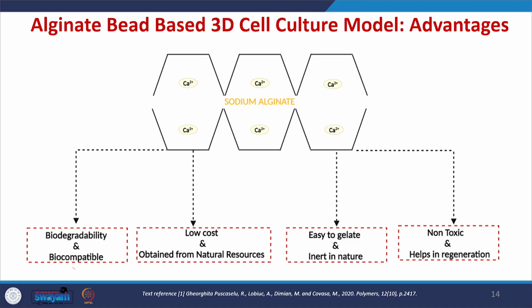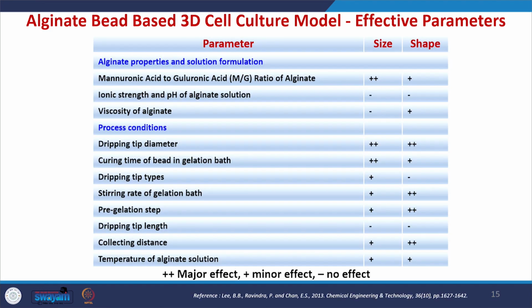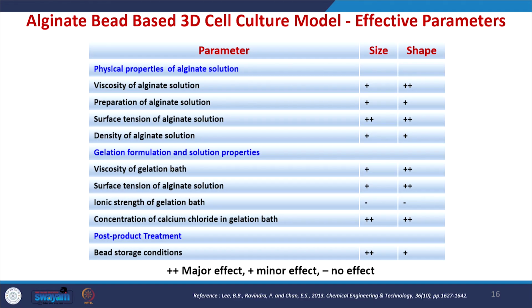Let us see some of the advantages of alginate bead based 3D cell culture model. Here the sodium alginate has a very good biocompatible nature as well as biodegradability, and it is low cost as it is obtained from natural sources, easy to gelate and inert in nature, and it is non-toxic and it helps in regeneration. These are some of the effective parameters which affect the alginate bead based 3D cell culture model, which I will discuss in more detail in the subsequent slides.